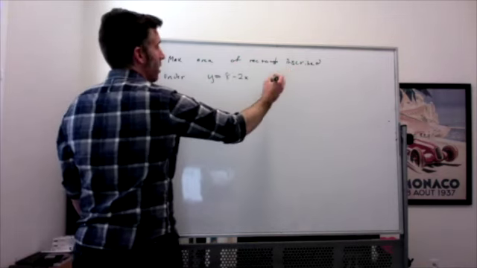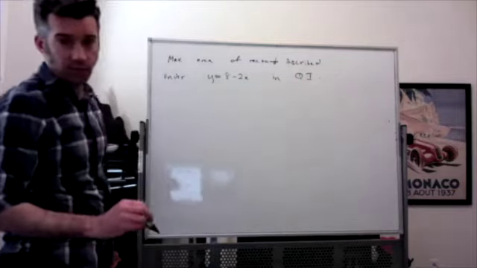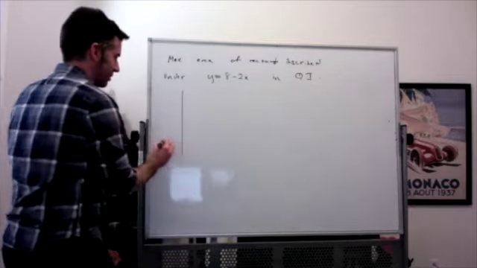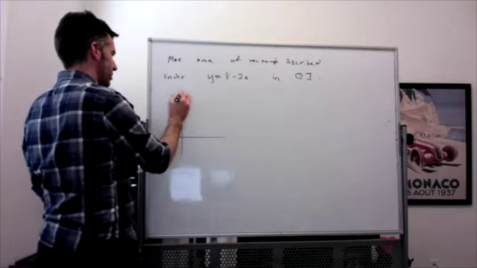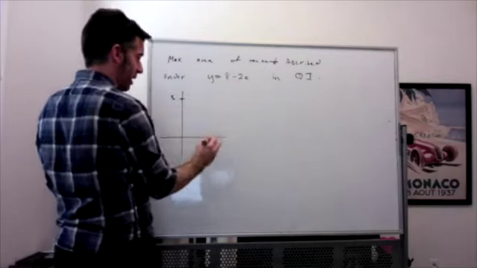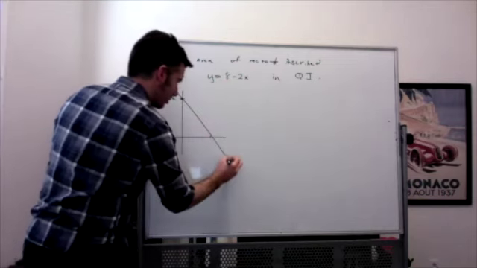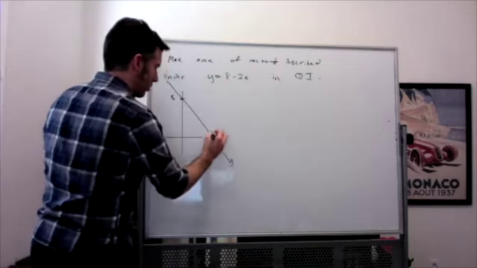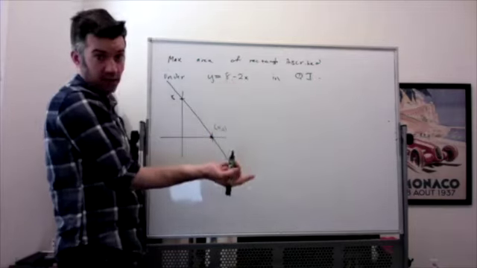Sorry, one sec. In the first quadrant. Okay, so draw a picture. Y equals 8 minus 2x has a y-intercept of 8, an x-intercept of positive 4. No, we're not finding the domain of this function, although the domain of this would be everything, right?